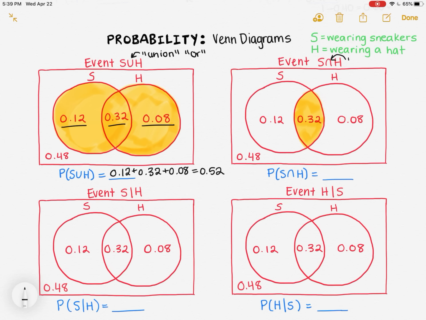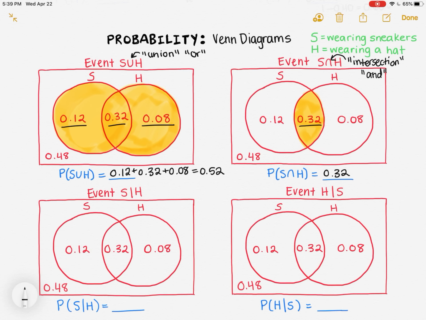My next event is S upside down U, H. The upside down U represents an intersection, which we can also think of as the word and. So that means I'm looking for the probability of wearing sneakers and a hat. For this one, I don't even have to do any math. I already have my intersection as my overlapping area here. So the probability of wearing sneakers and a hat is just 0.32.